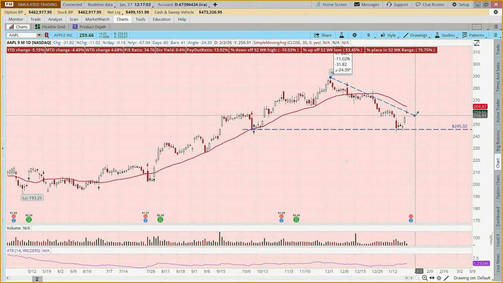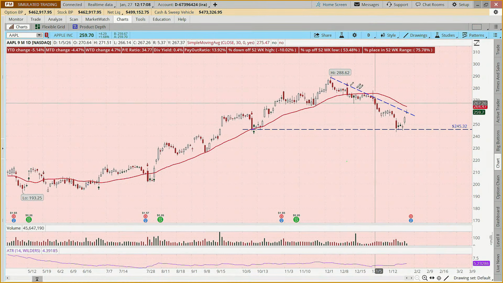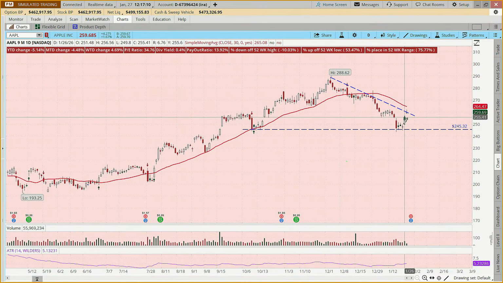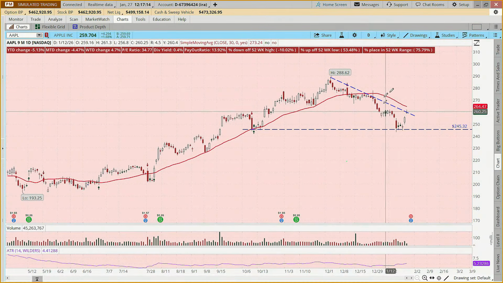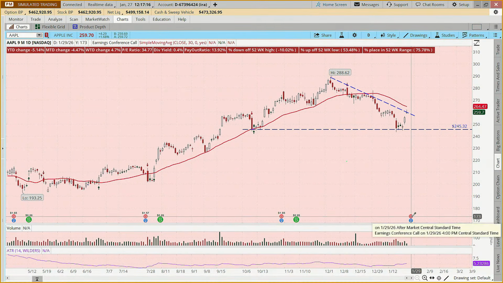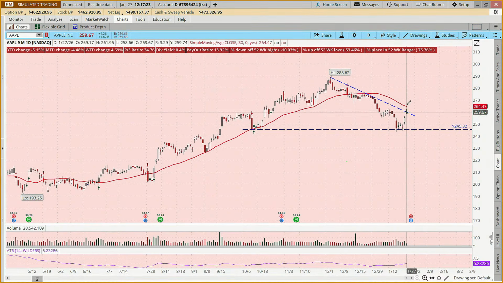Now, some people will include the wicks, some people not. But we're coming right up to this resistance level. And even though we've had two really bullish days, the stock is up another 1.68% today, it hasn't quite broken through yet, has it? We've got earnings coming on Apple this week. It's still not above the 30-day moving average.